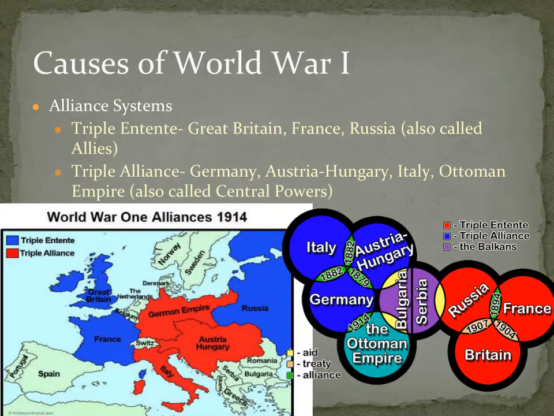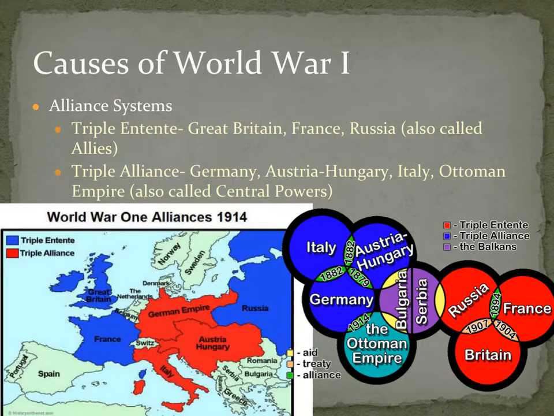And then lastly, another major cause is the alliance systems, and this is really important to understand. So make sure that you write down the alliances and which countries are involved. And they also have different names, which can be a little confusing. So the Triple Entente includes Great Britain, France, and Russia. They are also called the Allies during the war.